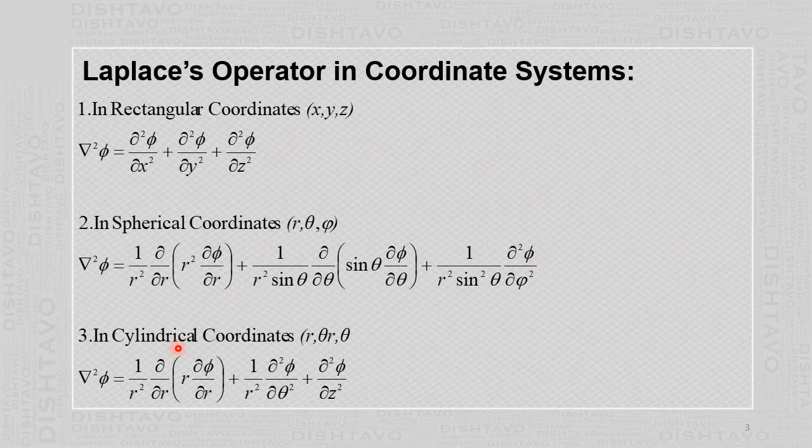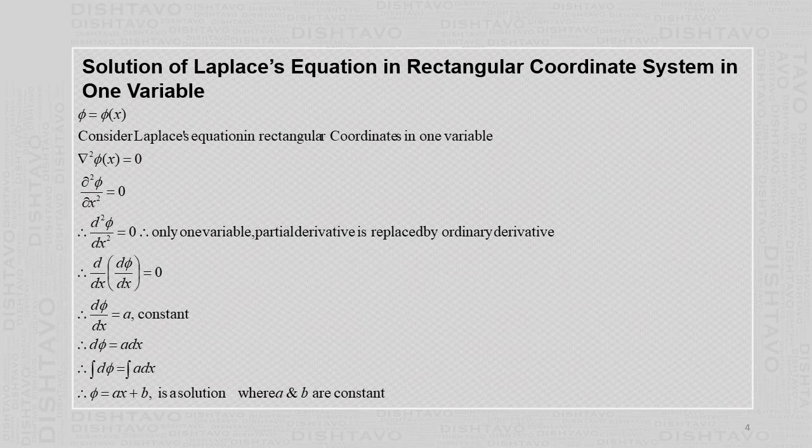Then in the cylindrical coordinate system, the Laplace's operator can be written as del square phi equal to 1 by r del by del r of r del phi by del r, plus 1 by r square del 2 phi by del theta 2 plus del 2 phi by del z2. Now all these equations you have to remember. A derivation is not expected from you, but these equations you have to remember because they are required for the application. Now let us find the solution of Laplace equation in a rectangular coordinate system in one variable.